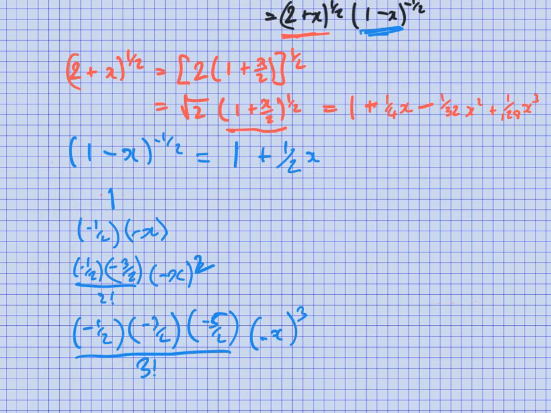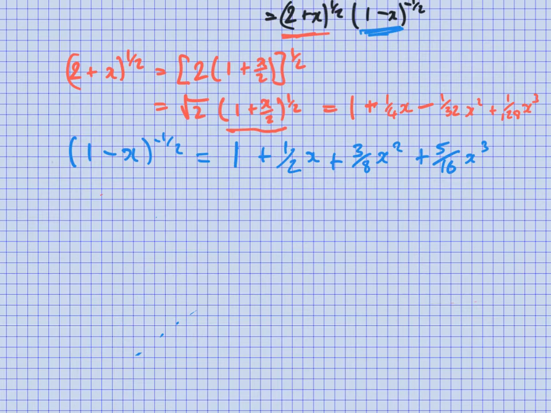As I said, easy to make mistakes if you're not paying attention. Plus 3/8 x squared plus 5/16. Let me just check that. 2 times 2 times 2 is 8, yeah, 5/16 x cubed. And now we need to multiply those bits out. We need to do the red one times by the blue one, which should give us the solution to the whole thing. Not forgetting that we have this root 2 still.